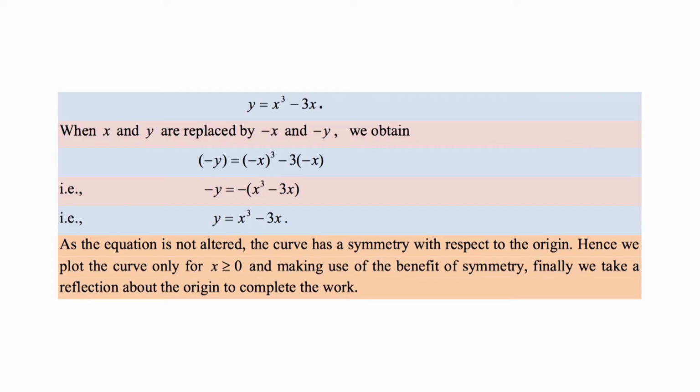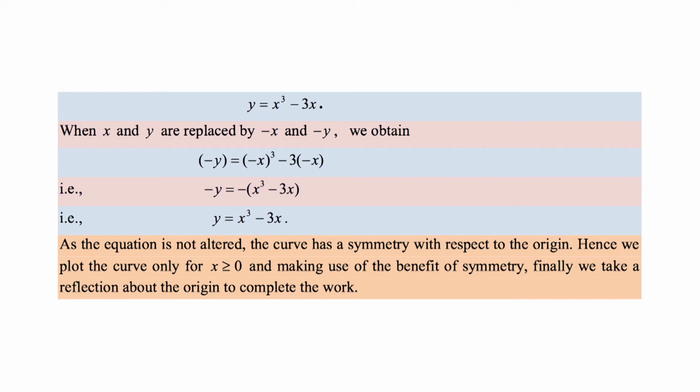When x and y are replaced by minus x and minus y, we obtain minus y is equal to minus x whole cube minus 3 times minus x, that is minus y is equal to minus of x cube minus 3x, that is y is equal to x cube minus 3x. As the equation is not altered, the curve has a symmetry about the origin.